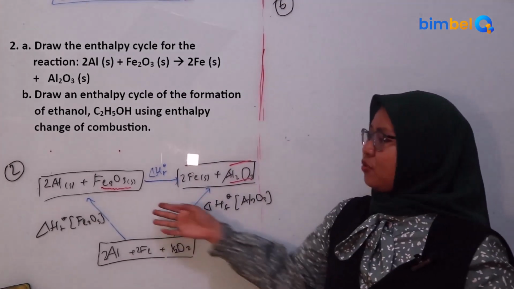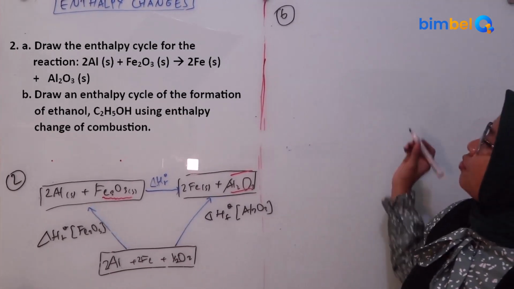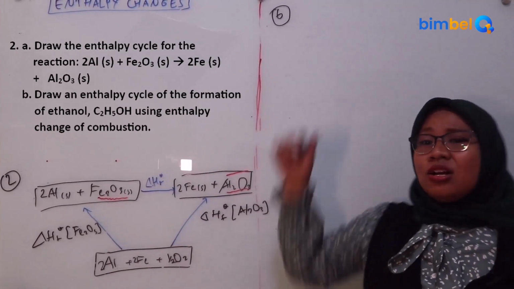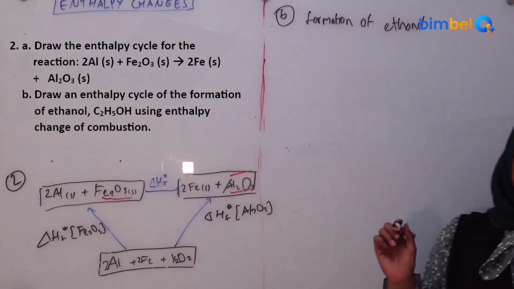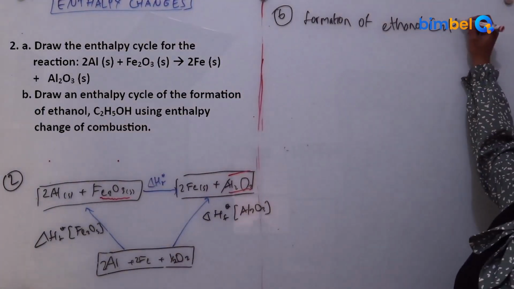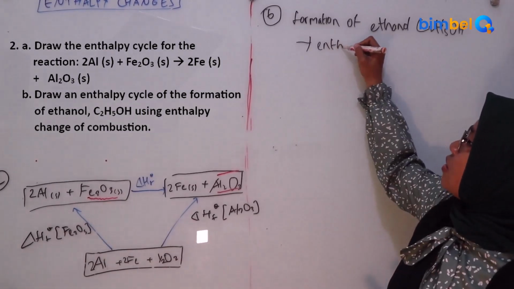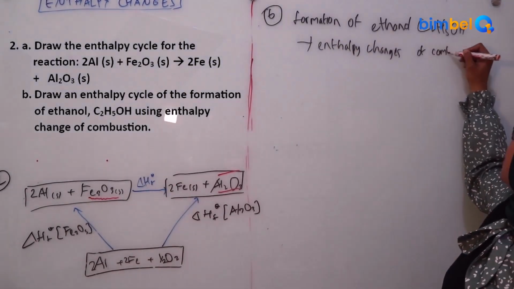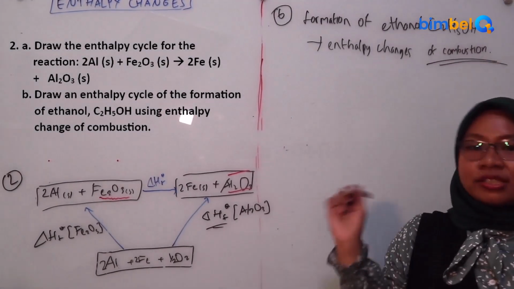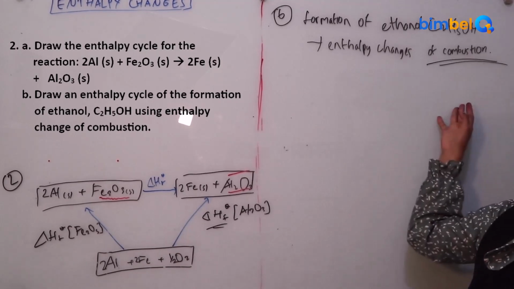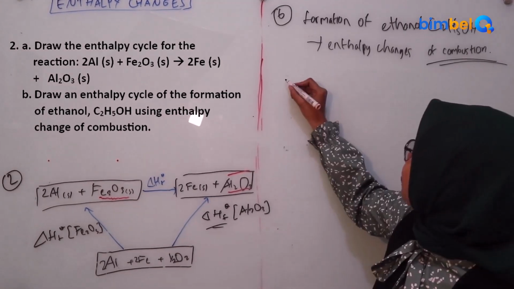And this is question number 2B. It's a bit different from this one because this is a combustion reaction. So we have to draw the Hess cycle for the formation of ethanol. You have to remember that ethanol is C2H5OH, and then we use the enthalpy changes of combustion. So we have to know this is the combustion and this is the formation, so it's a bit different. And for combustion, we have to add oxygen. So we can write down the elements here.